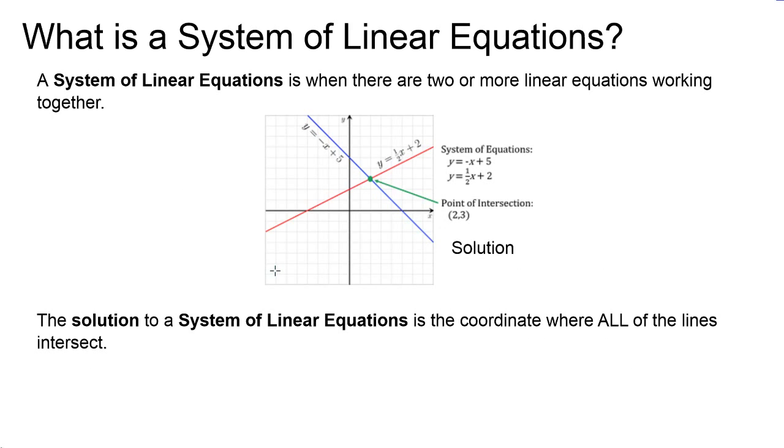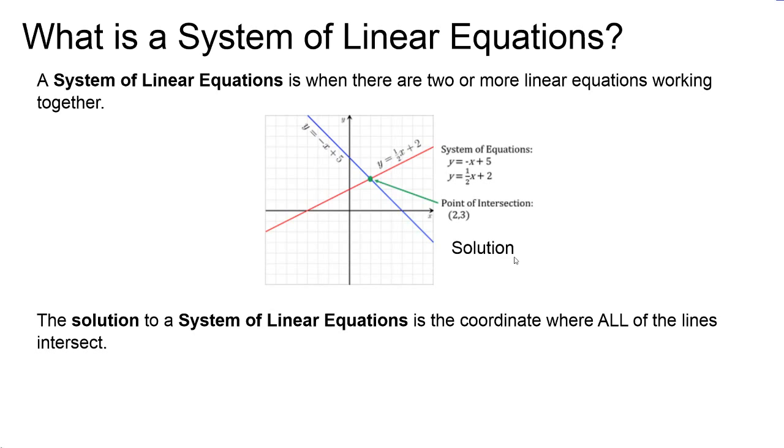We're starting with the basic definition of what a system is. A system of linear equations is when there are two or more linear equations working together. As you can see here, we have this blue line representing y is equal to negative x plus 5, and this red line representing y is equal to 1/2 x plus 2. They are in a system of equations, so they occur on the same graph. And this point of intersection, 2 comma 3, so x coordinate 2, y coordinate 3, is the solution to the system of linear equations for this particular one.